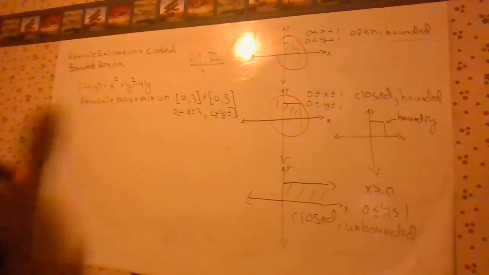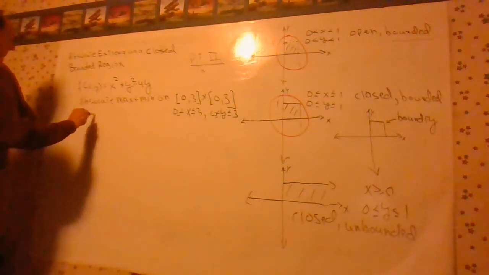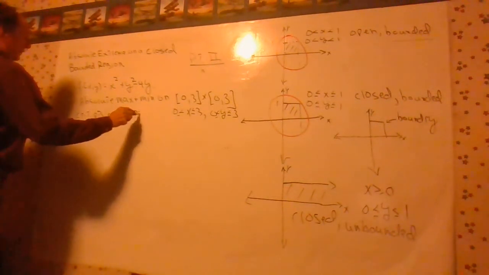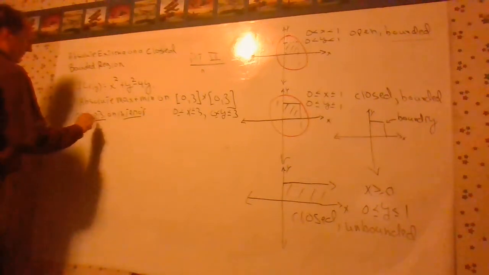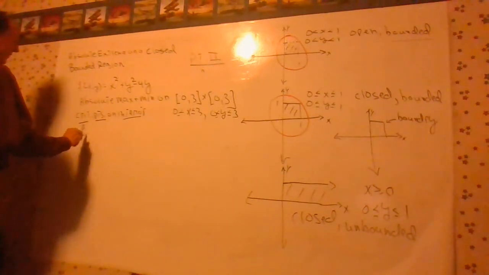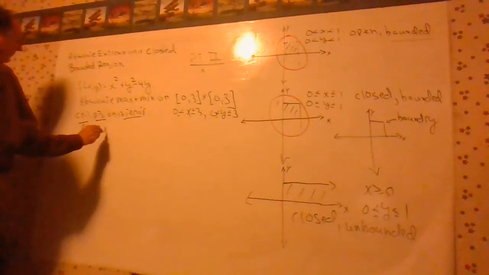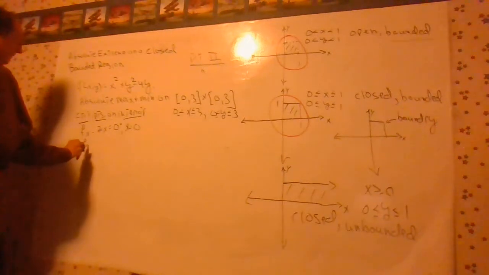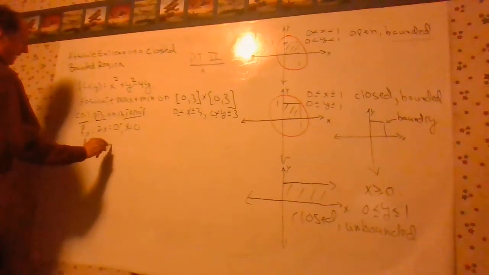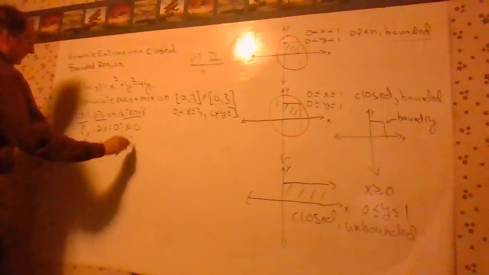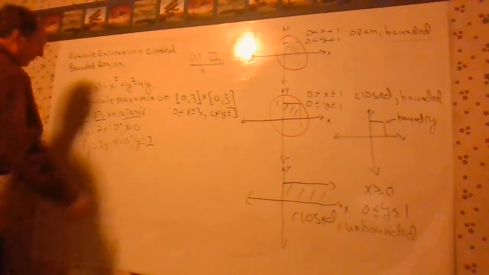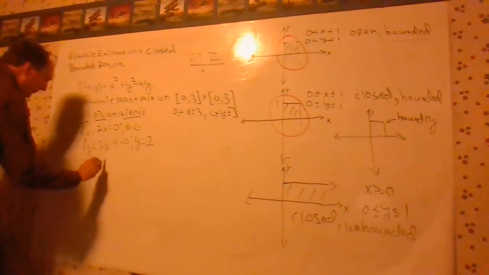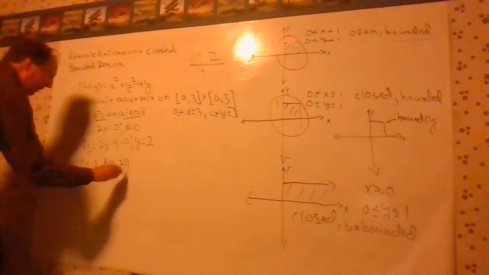Well, first of all, we're going to find critical points on the interior. So we're going to find the x partial, which is 2x, set it equal to 0. We get x equals 0. f_y, 2y minus 4 equals 0. y equals 2. And so we have a critical point (0, 2), f of 0, 2.